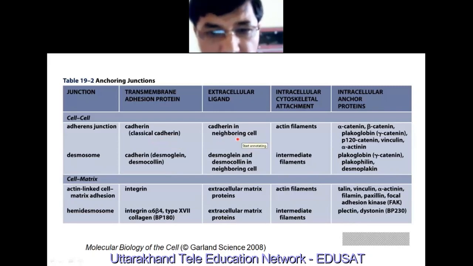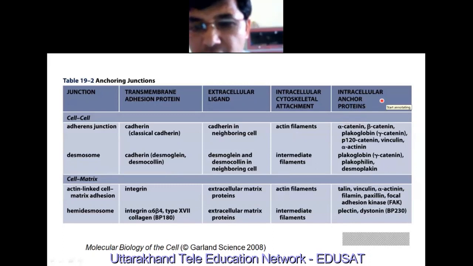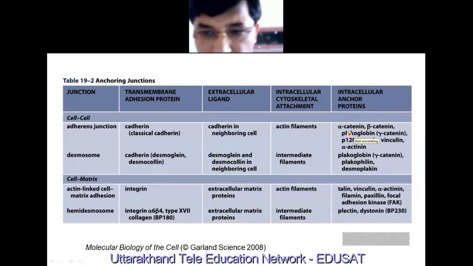Now the extracellular ligand is cadherin of the neighboring cell, supported by actin filaments and the intracellular anchor proteins, which are alpha catenin, beta catenin, plakoglobin (gamma catenin), P120 catenin, vinculin, and alpha actinin. Now you will see here, in case of adherent junctions, you will find all these cadherins, actin filaments, and these intracellular anchor proteins. If anyone picks up just one protein and asks you the question.